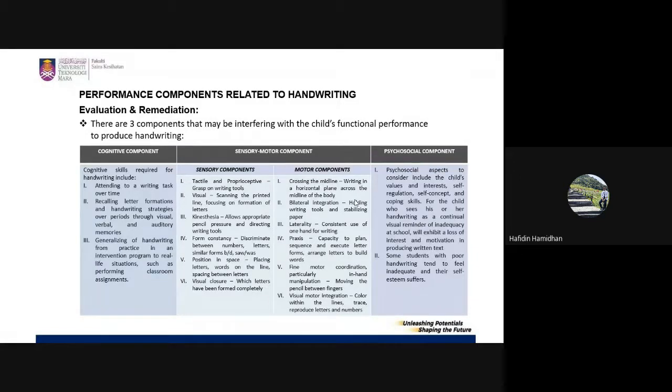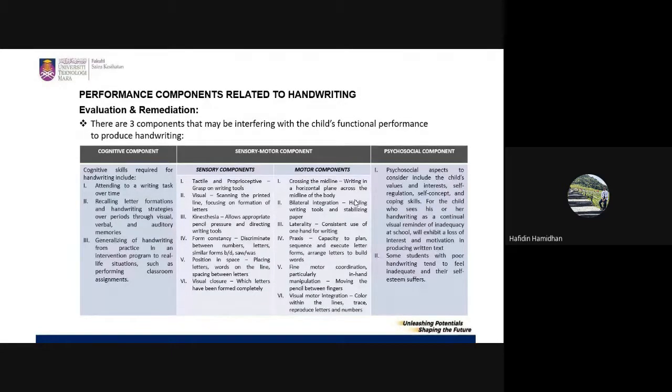Antaranya yang pertama sekali cognitive component, yang mana cognitive skill ni diperlukan antaranya ialah attending to a writing task over time, yang merujuk kepada attention dan juga concentration kanak-kanak tersebut. Kemudian recalling letter formations yang merujuk kepada memory kanak-kanak tersebut berkenaan dengan bentuk-bentuk huruf. Kemudian kanak-kanak tersebut akan translate memory tersebut dengan cara menulis apa yang dia dah recall dalam brain dia.